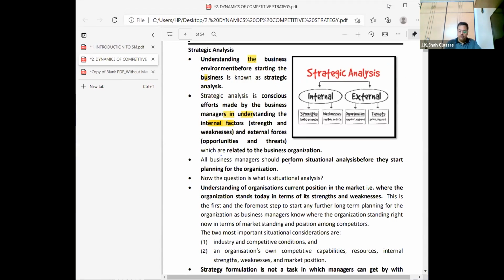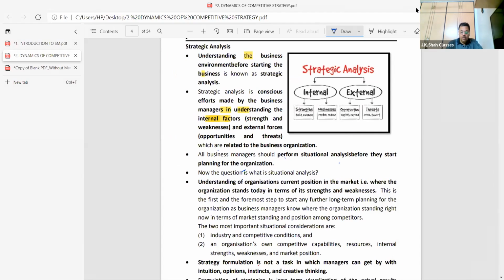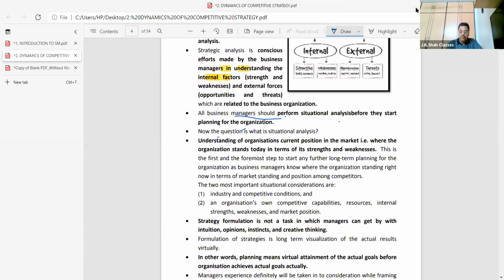All business managers should perform situational analysis before they start planning. What is situational analysis? Students, see, situational analysis is an understanding of the organization's current position in the market, where the organization stands in terms of its strengths and weaknesses. It is the first and foremost step to start any further long-term planning.